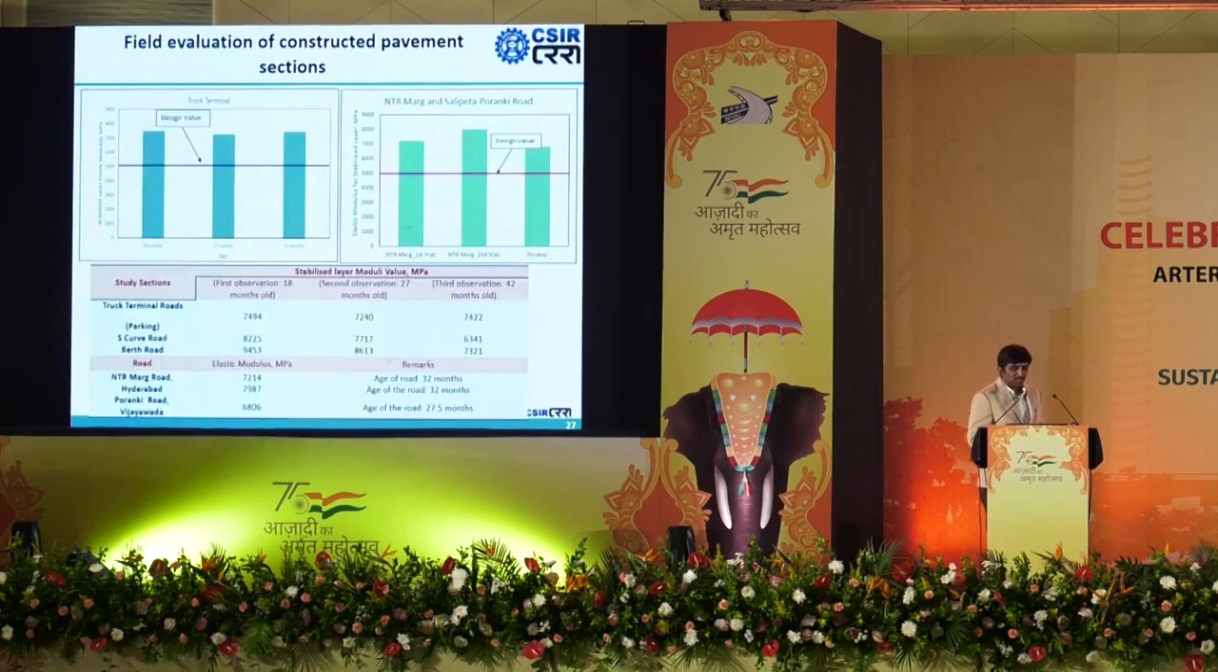So with time also there is no change, there is no decrease or fall in the modulus value for all types of the roads. The modulus values, most of them are above 6,000. So in the design, people are considering 5,000 modulus value, but still the value after 42 months also, we are getting significantly high modulus values.